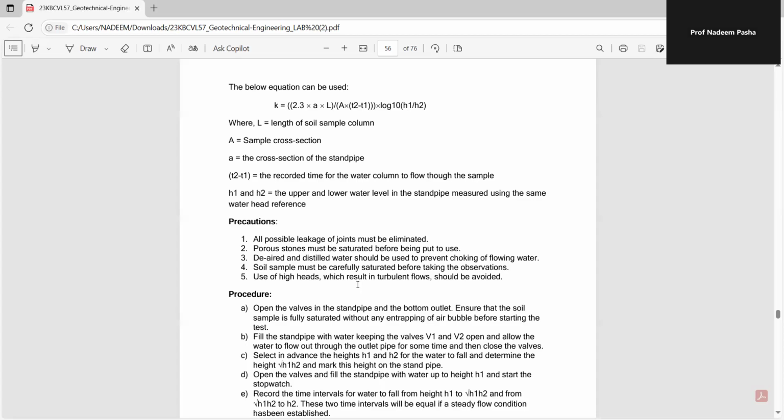Open the valve and fill the standpipe with water up to height H1 and start the stopwatch. Record the time interval for which the water falls from height H1 to H2, and from H1 to H2 again. These two time intervals will be equal if a steady flow condition has been established.